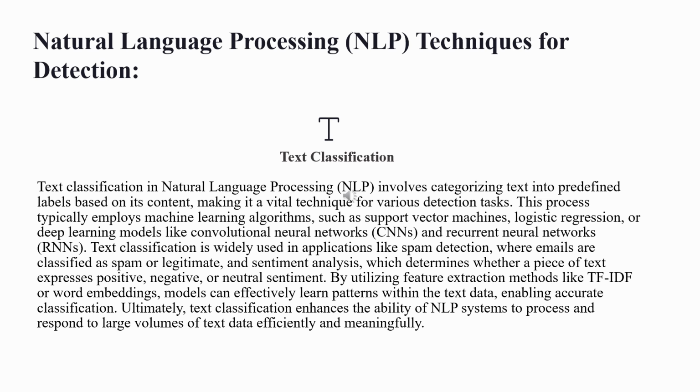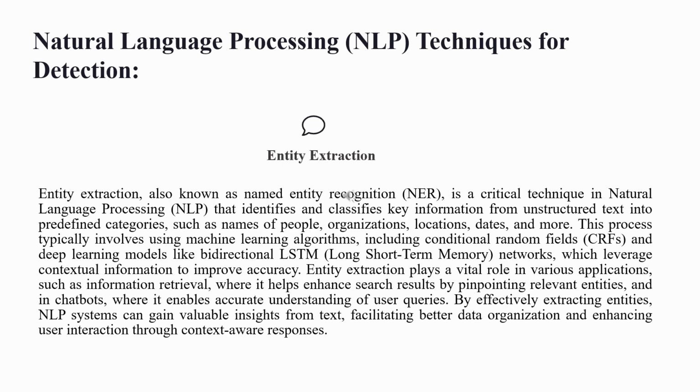And coming to the next, entity extraction. It is also one of the important techniques in NLP, which is also called NER for short. It identifies and categorizes key information from unstructured text into predefined groups like names of people, organizations, locations, dates, and many more. This is typically done with machine learning algorithms, including methods like conditional random fields and advanced deep learning models such as bidirectional LSTM networks. And these models leverage context to boost accuracy.